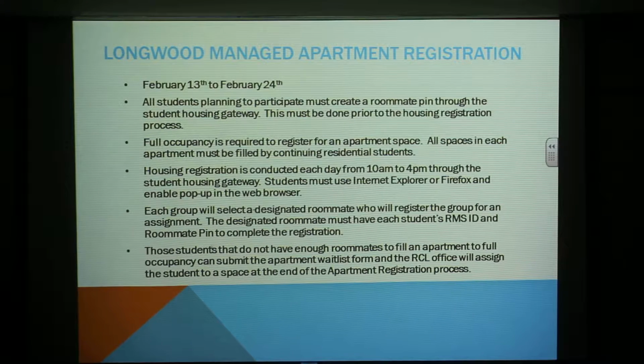Full occupancy is required to register for an apartment space. All spaces in each apartment must be filled by continuing residential students. This means that if you're signing up for a 4-bedroom apartment, you have to have 4 people in your group in order to register. If you're going to sign up for a 3-bedroom apartment, you'll need 3 people, and a 2-bedroom apartment, you would need 2.